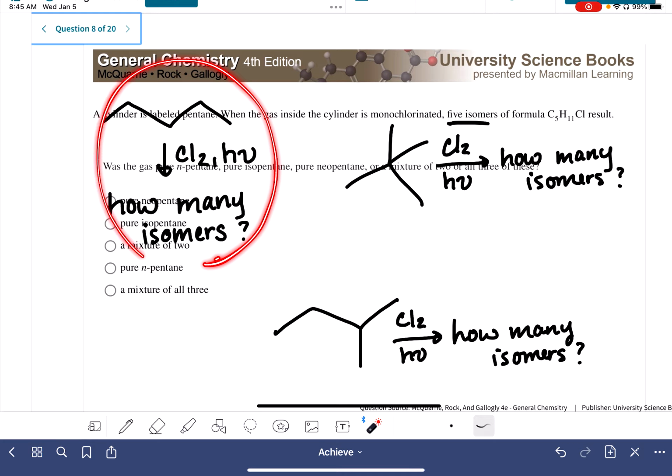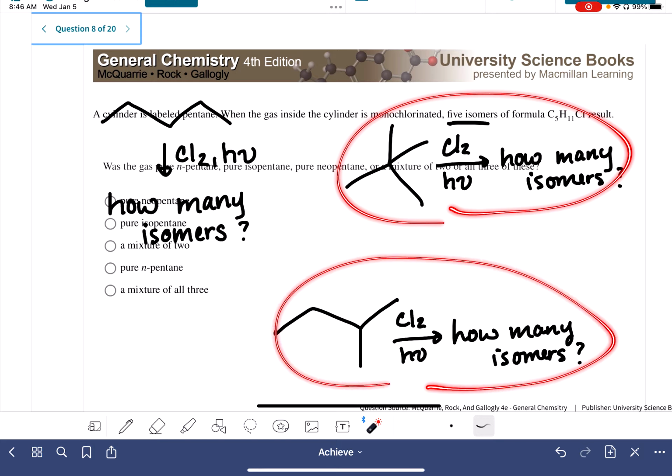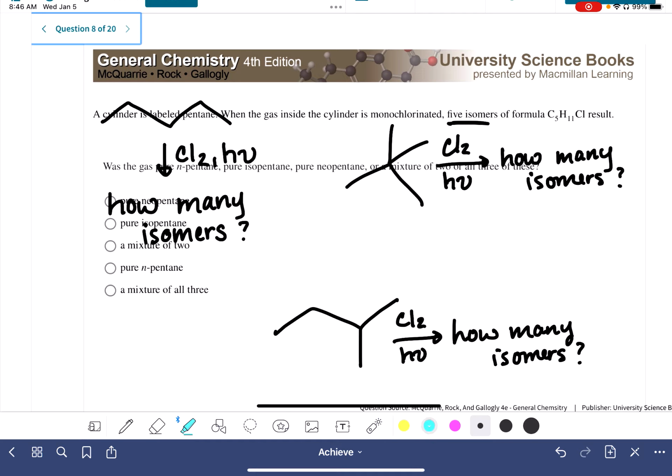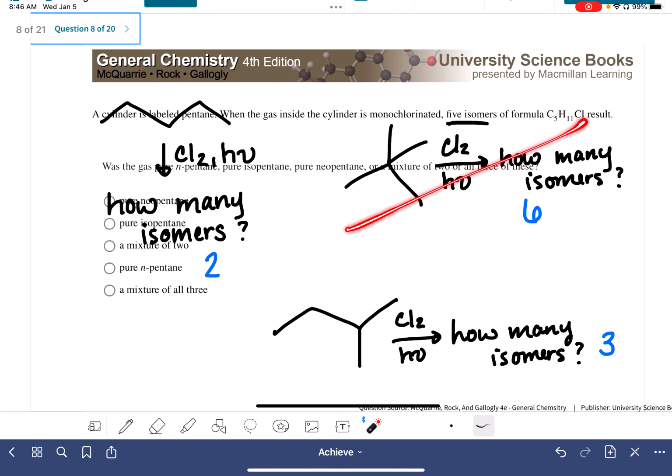So what we want to do is come up with how many of these do I put together to make 5 isomers? Let's just make up some random numbers. Let's say that this guy made 6 isomers. It did not, but let's just say that it did. Let's say that this one made 3 and this one made 2, and I know that my mixture had a total of 5 isomers. So with that information, I could say it's definitely not this, because if I had this guy, I would end up with 6 isomers, and I've only ended up with 5.